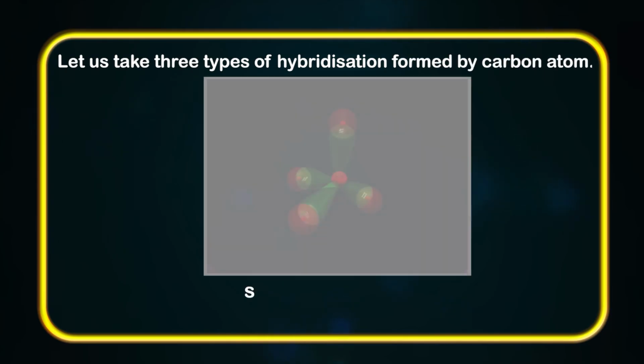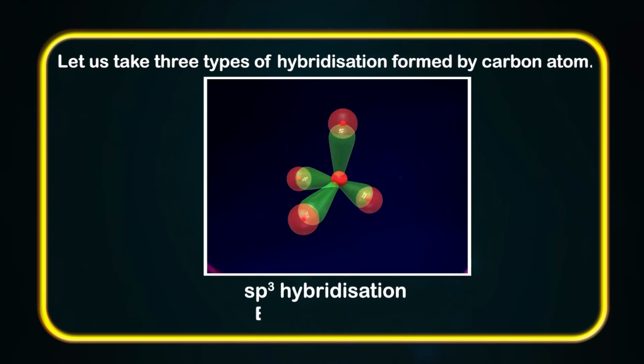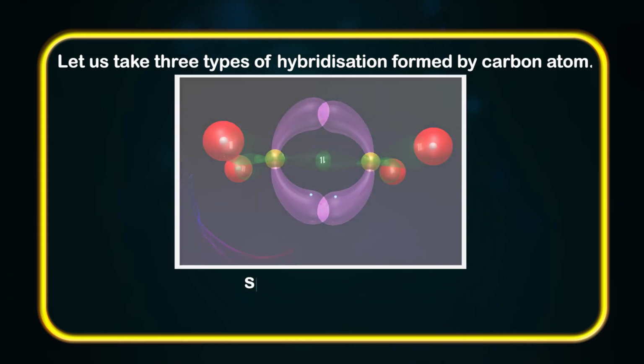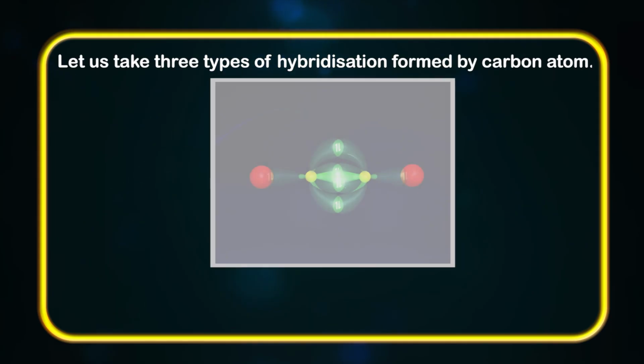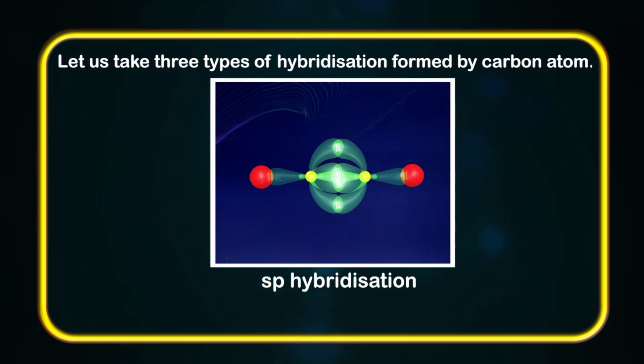Let us take three types of hybridizations formed by carbon atom. sp3 hybridization, example methane, that is CH4. sp2 hybridization, example ethene, which is C2H4. sp hybridization, example ethyne, which is C2H2.